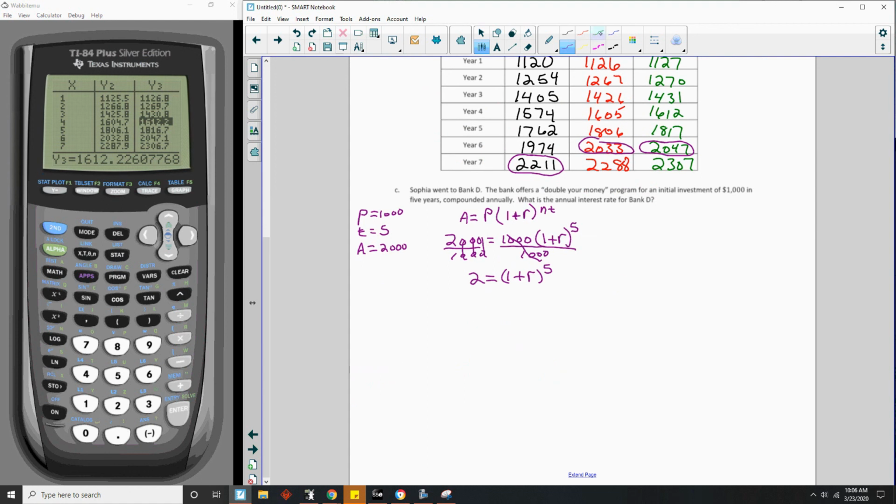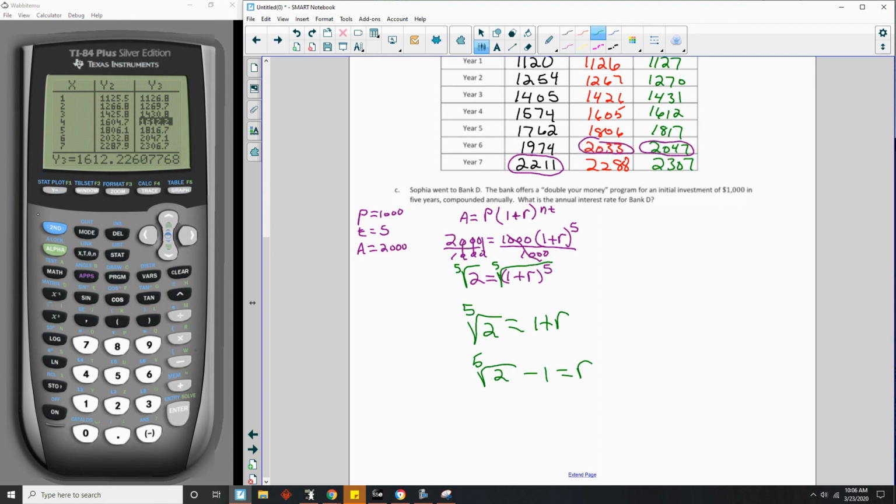Okay, so now to get rid of this, I need to take the 5th root of both sides. So if I take the 5th root of both sides, then I get the 5th root of 2 equals, and these cancel, leaving me with what's underneath, 1 plus R. Subtract 1 from the other side, and we get the 5th root of 2 minus 1 equals R.